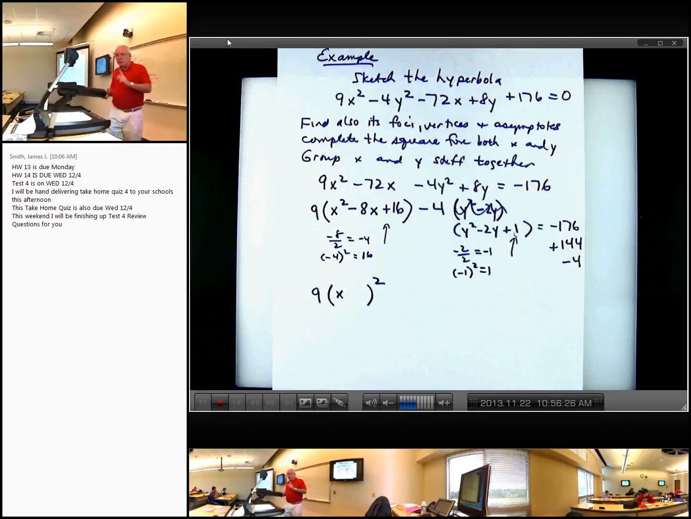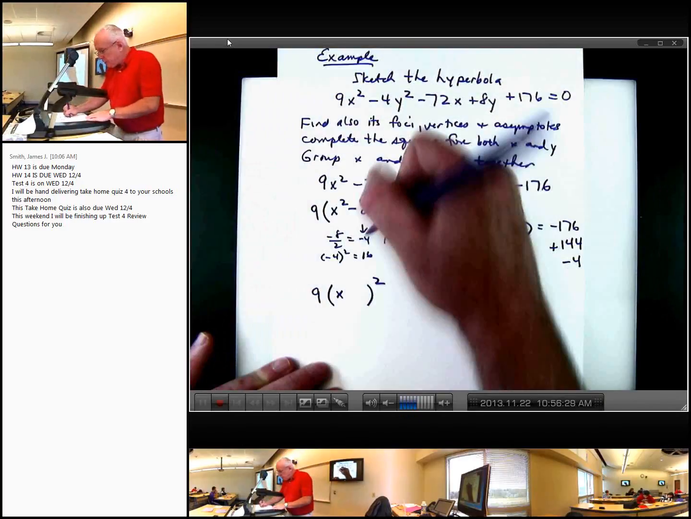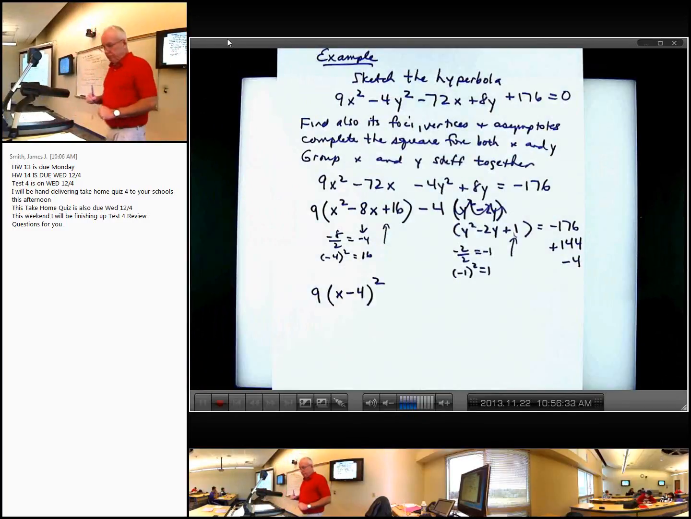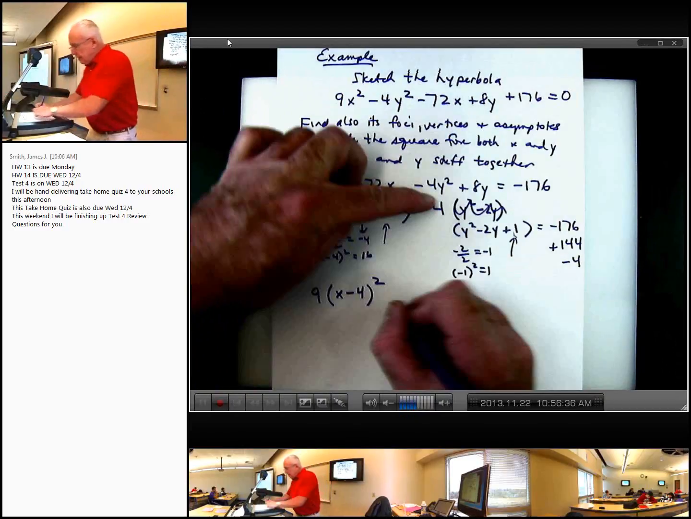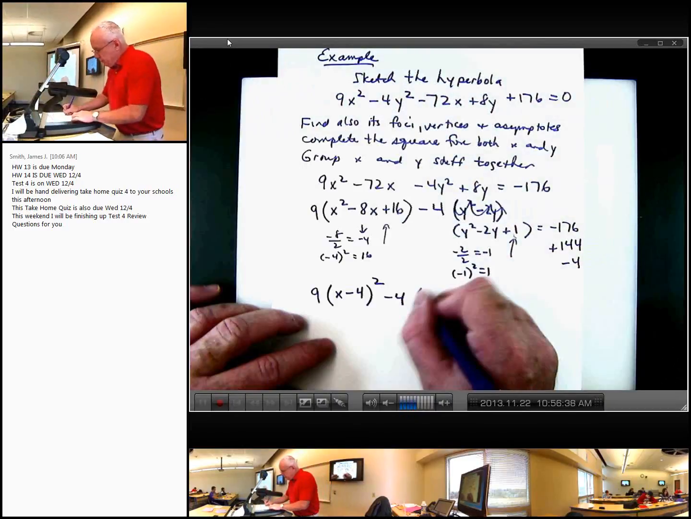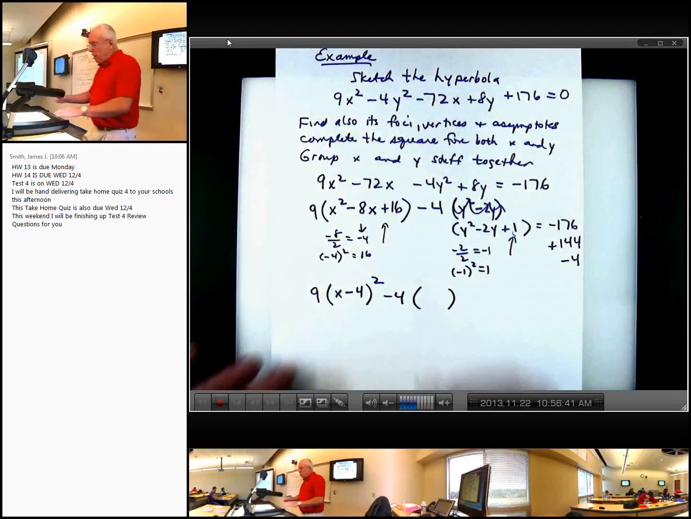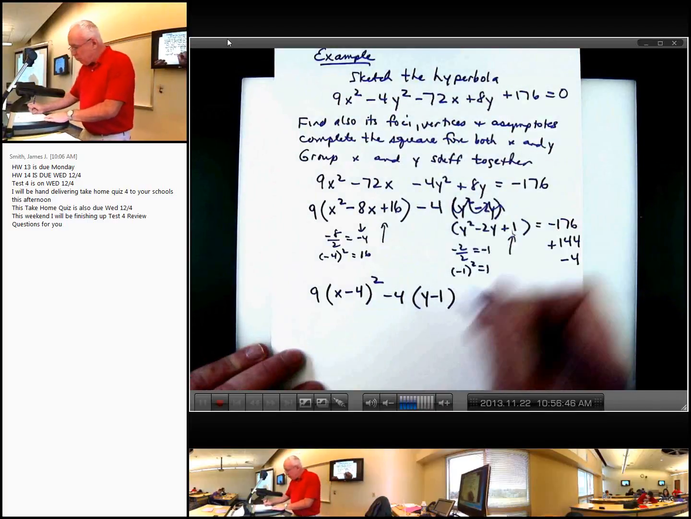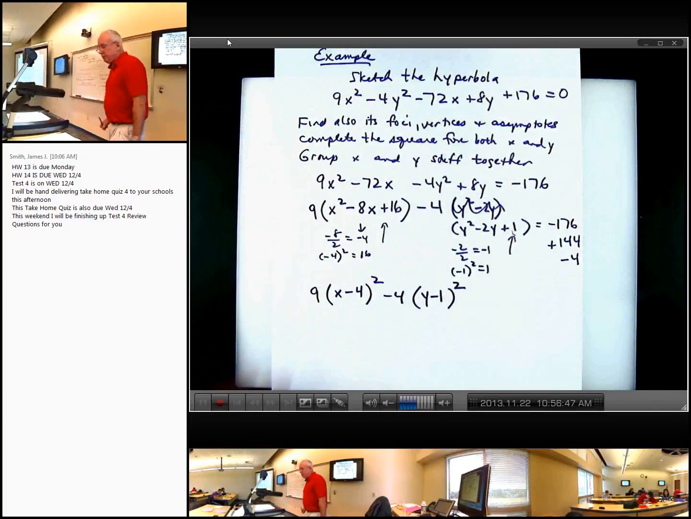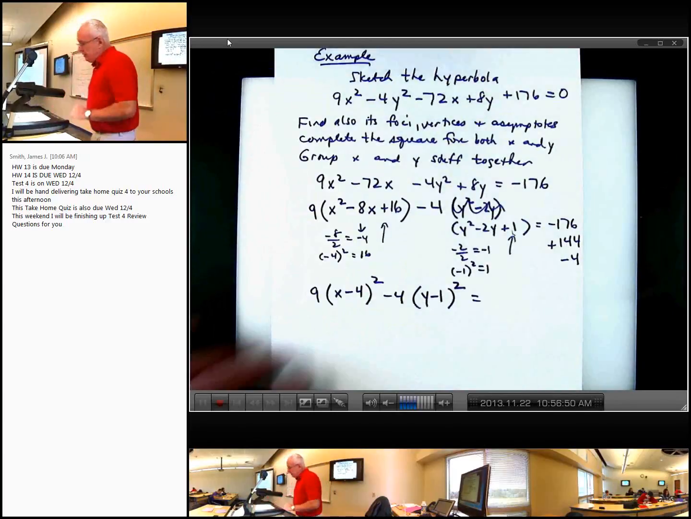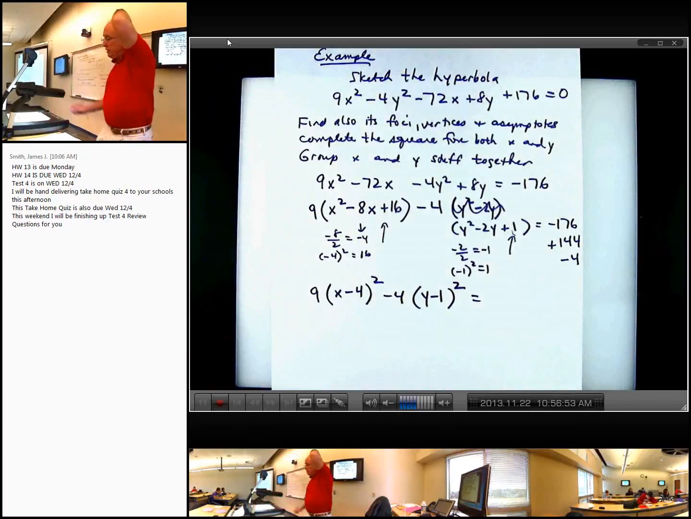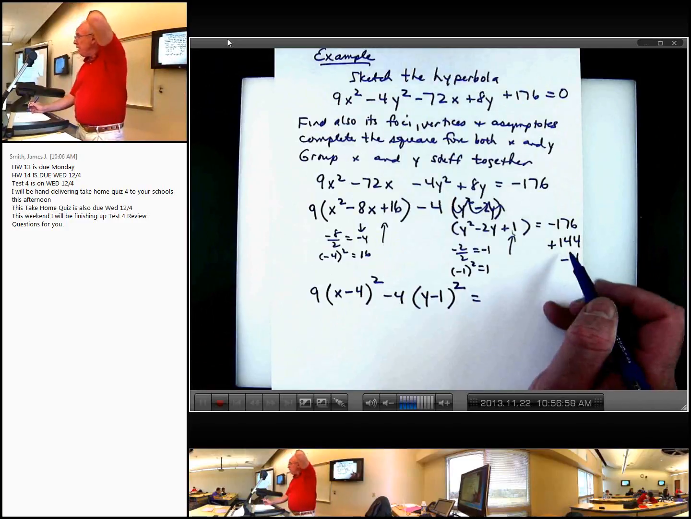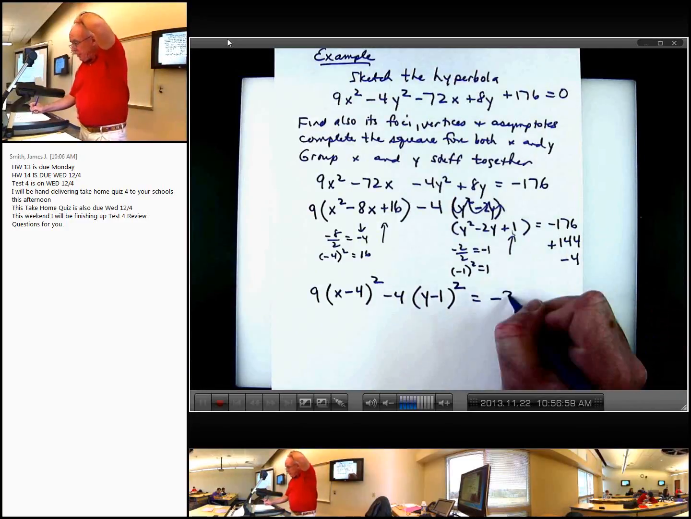-4. It's always going to be whatever your b term was divided by 2. So it's going to be x - 4. Then I have my -4 here, and then it's going to be y. My b term divided by 2 is -1, y minus 1, all squared. And then let's combine these numbers up here. What is that? That's -180 plus 144. That's going to be a -36.